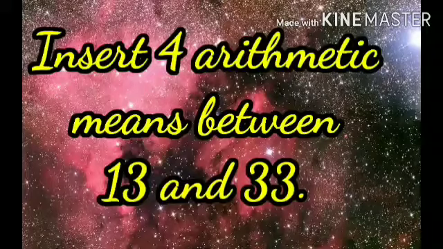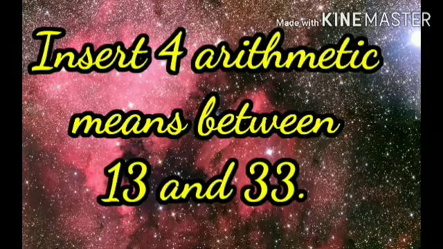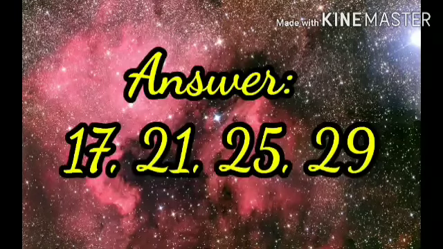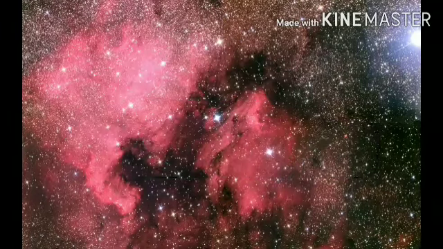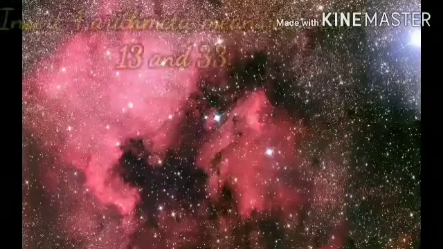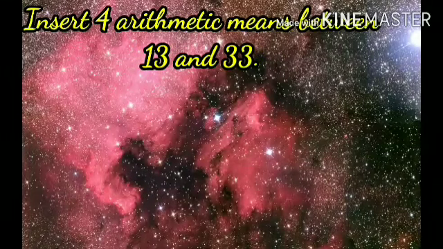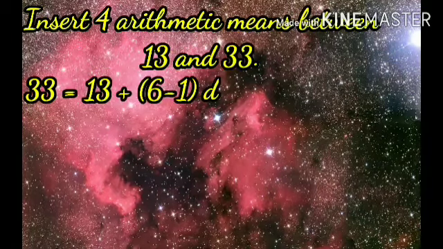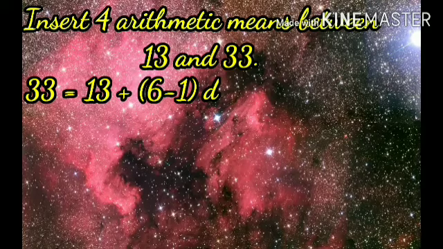Insert 4 arithmetic means between 13 and 33. Answer: 17, 21, 25, and 29. Solution: first, we need to get the common difference by substituting 33 to the last term, 13 to the first term, and since we are to insert 4 arithmetic means between 13 and 33, we have a total of 6 terms.